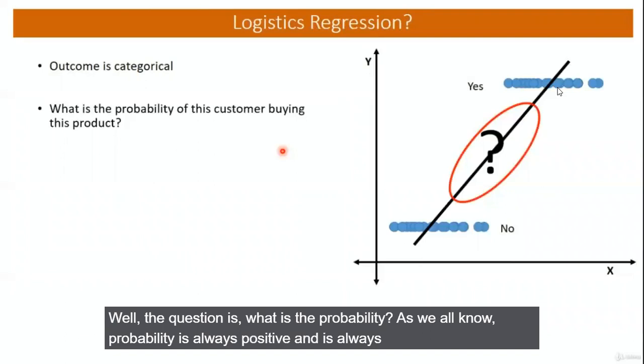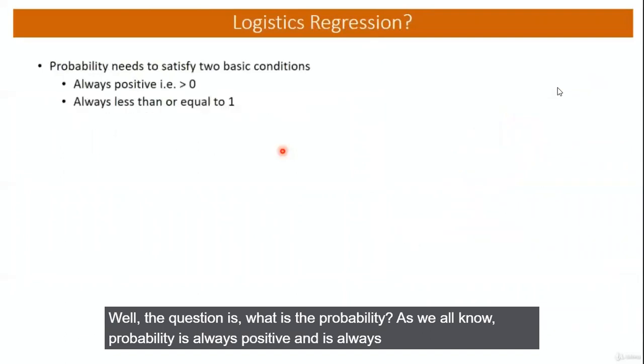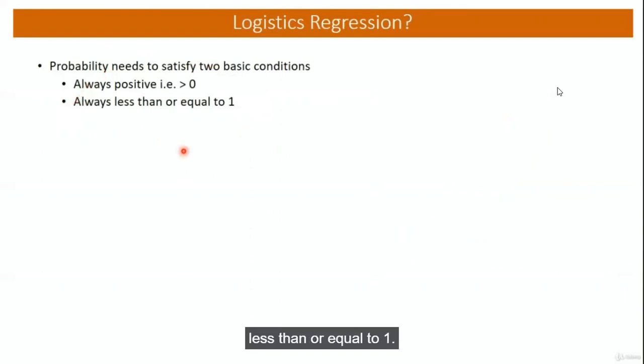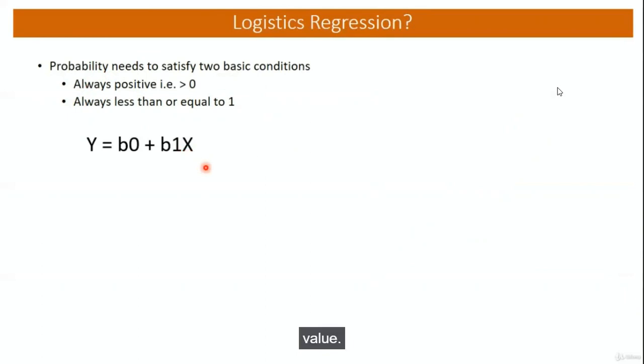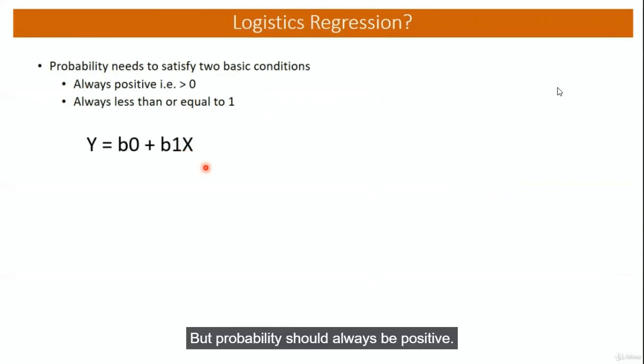As we all know, probability is always positive and is always less than or equal to 1. But our equation here is y equal to b0 plus b1x, and y here can take any value including a negative value, but probability should always be positive. So what do we do about it? Well, let's try to solve it and see where we land up.